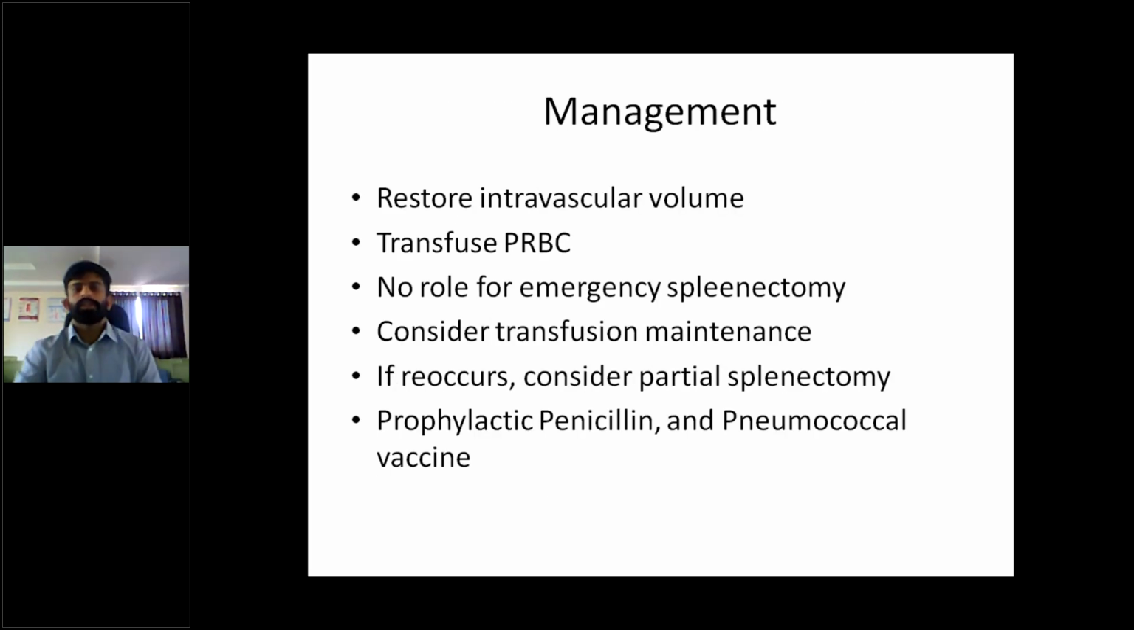The management is to restore the intravascular volume using transfusion of PRBC. There's no role for emergency splenectomy because there's going to be heavy or massive bleeding. Consider transfusion maintenance after the patient is slowly recovering. If it recovers, however, you have to consider partial splenectomy. And prophylactic penicillin and pneumococcal vaccine should be given.